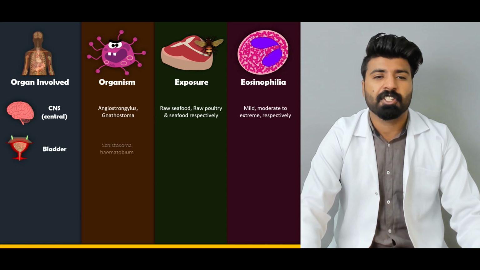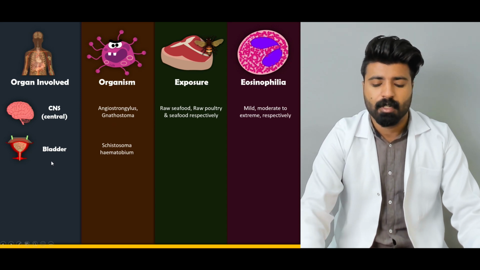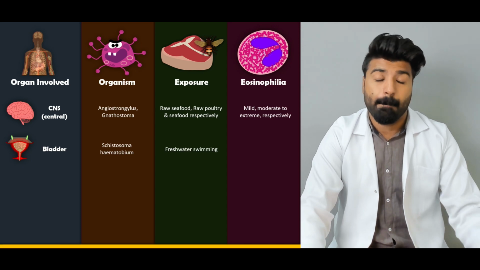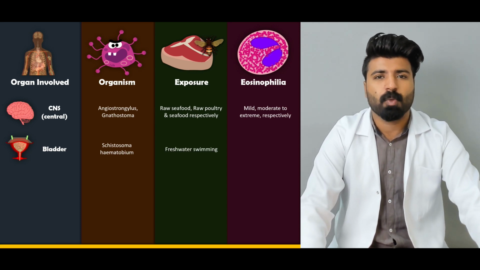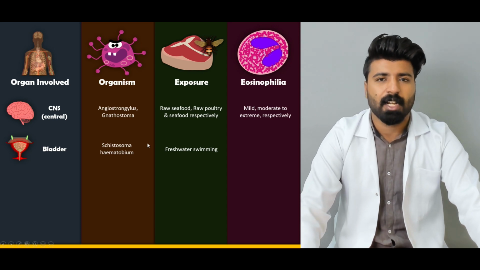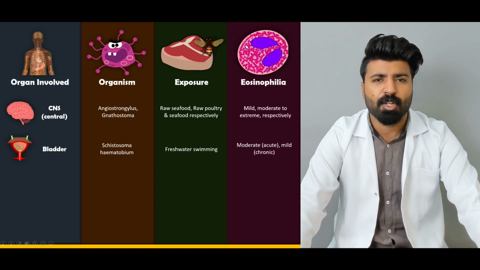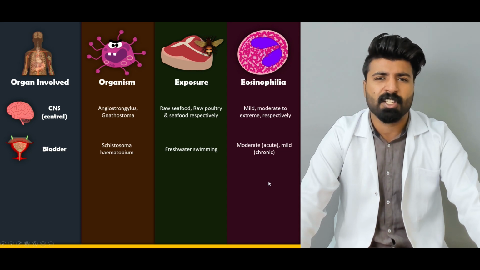Next on, we have some infections which will infect the bladder. And which organisms infect the bladder? They are Schistosoma haematobium. Now, this is the organism which infects the bladder. Specifically, what kind of exposure brings that organism in? Freshwater swimming. When you are swimming in fresh water, this organism can make its way into the bladder and cause this kind of infection. And this causes moderate eosinophilia in the acute condition, and in the chronic condition, it's just mild. You won't even know that infection is there.